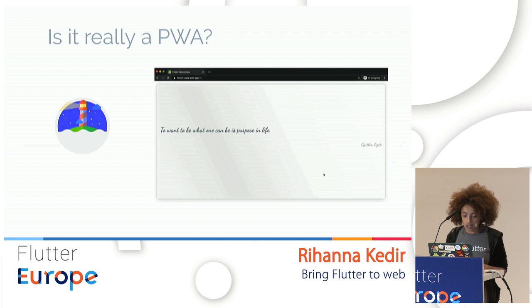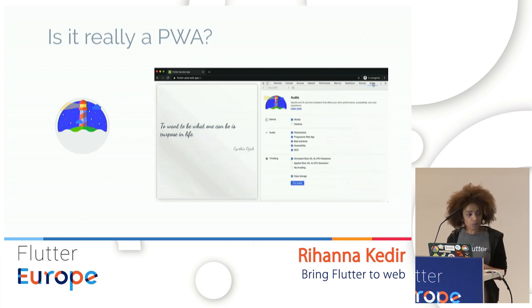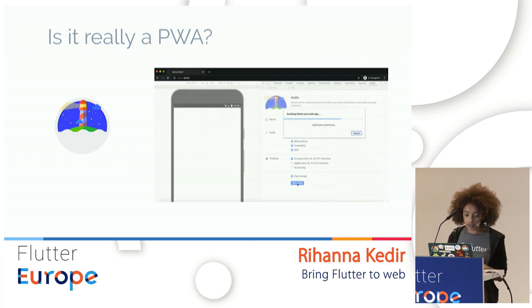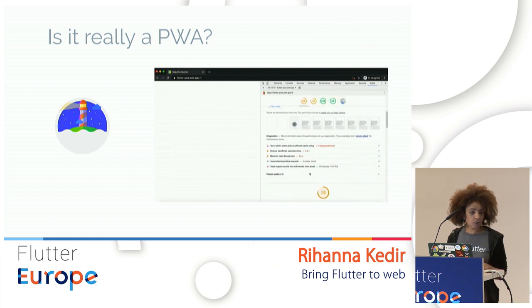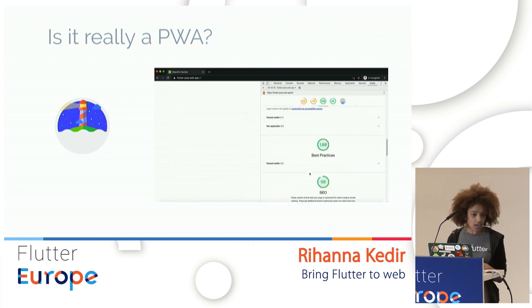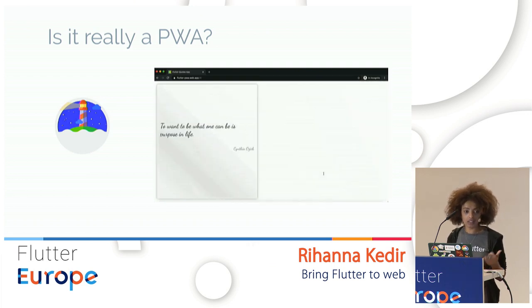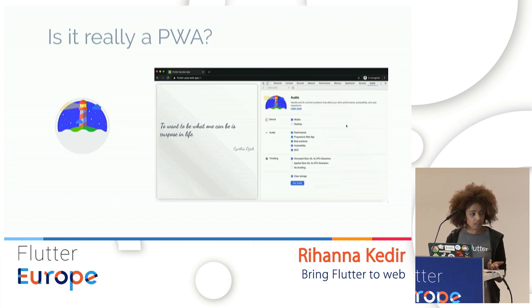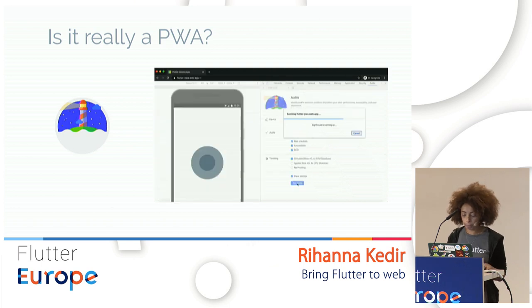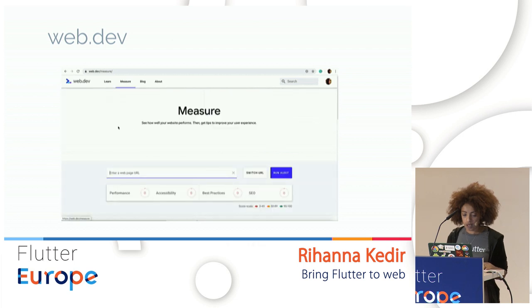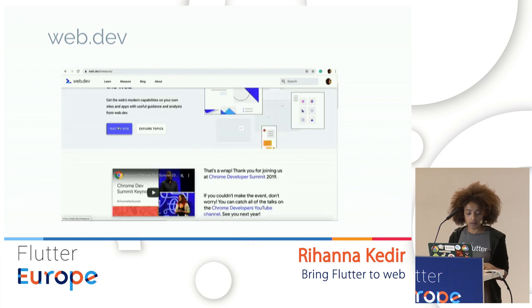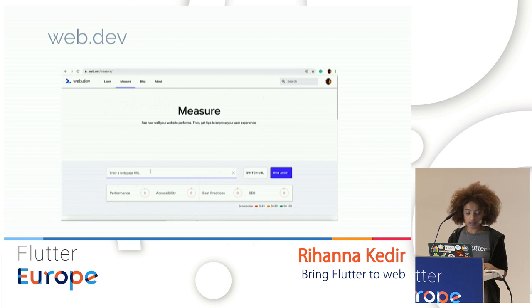To check out if it's a PWA or to check out performance, we can use Lighthouse, which is a tool we have right inside Chrome DevTools under the Audits tab. We can run it and see the performance of our Flutter code compiled to a PWA, see if it has all the requirements. And at the same time, we can have hints regarding the performance of the application, the accessibility, the best practices, and so on. We can do it also at web.dev. It will give us the same metrics to understand if our web app from Flutter code is performant enough for now.